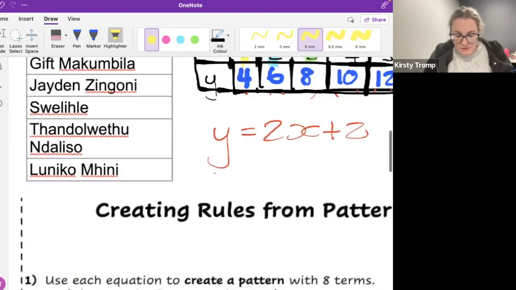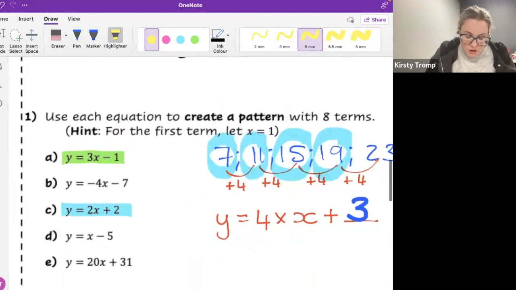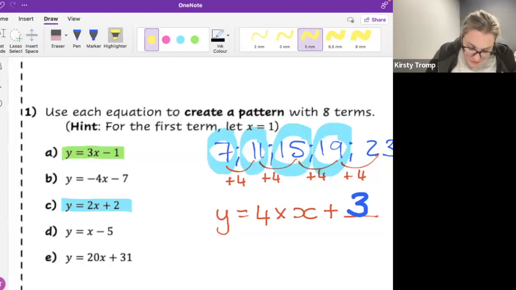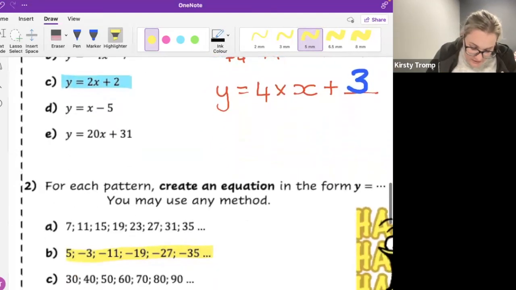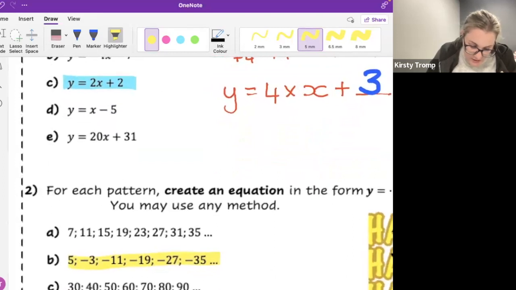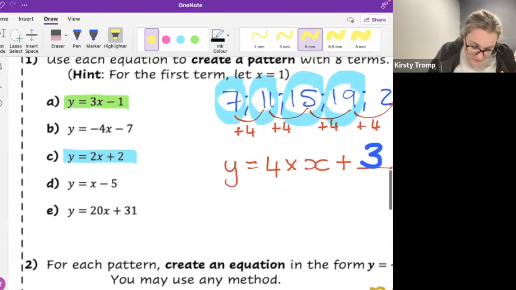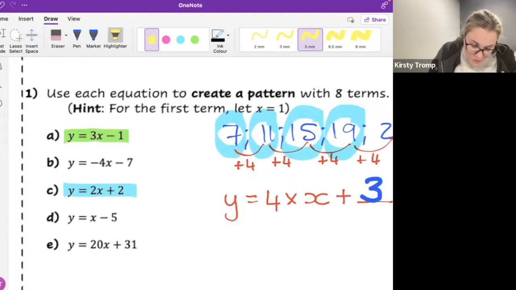Amishle, are you still there? Yes, ma'am. Which question? The rule. Which question? A, ma'am. For A. Yes, ma'am. Okay. This one over here, y is equal to 3x minus 1.